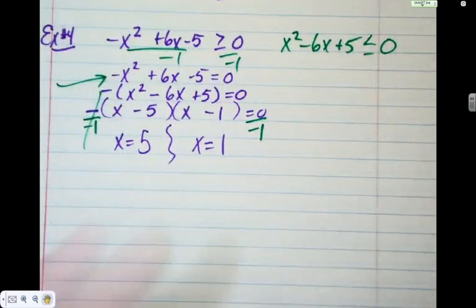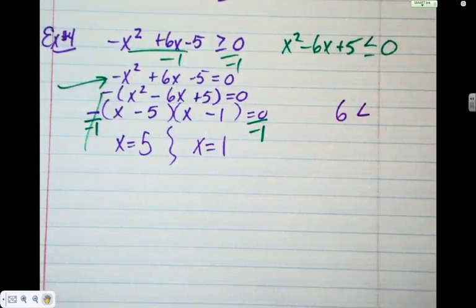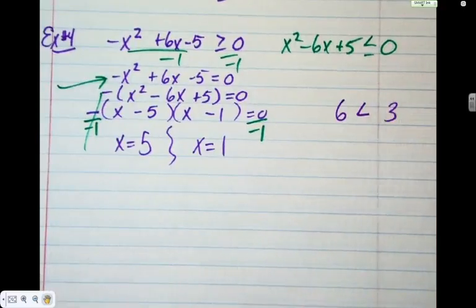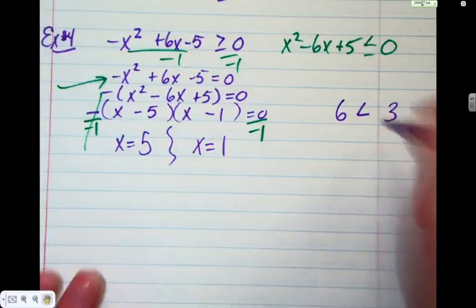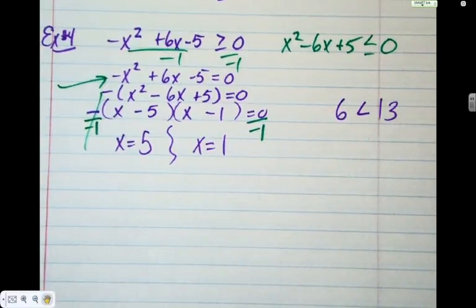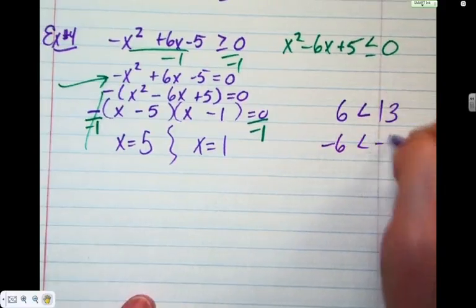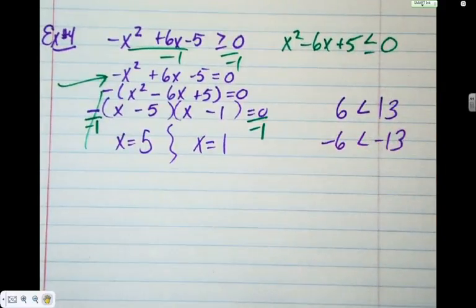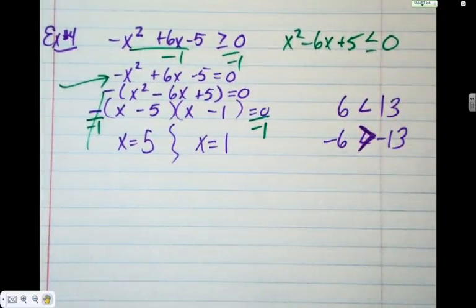So let's take any inequality. Let's say 6 is less than, make this a true inequality, 13. Okay? So mathematically, as long as I do one thing to one side of an inequality and do it to the other, I'm okay. So I'm going to multiply each side by -1, because as long as I do it to both sides, I'm allowed to do that. So if I multiply this by -1, what happens? It's false. It's now false. So to make it true, what do I need to do? Flip the sign. That's why inequalities work that way.